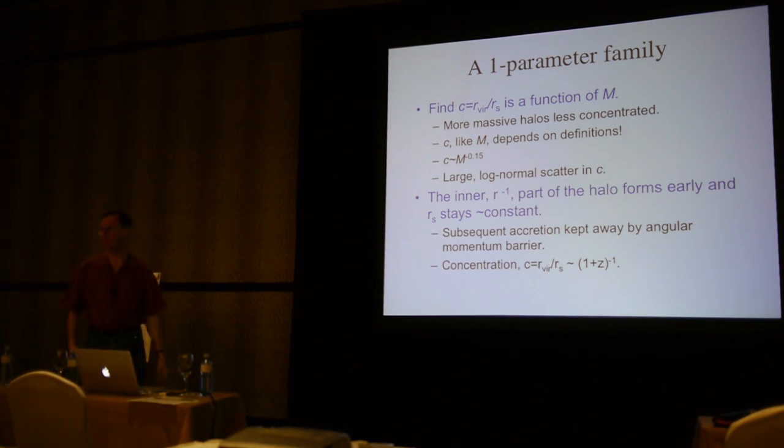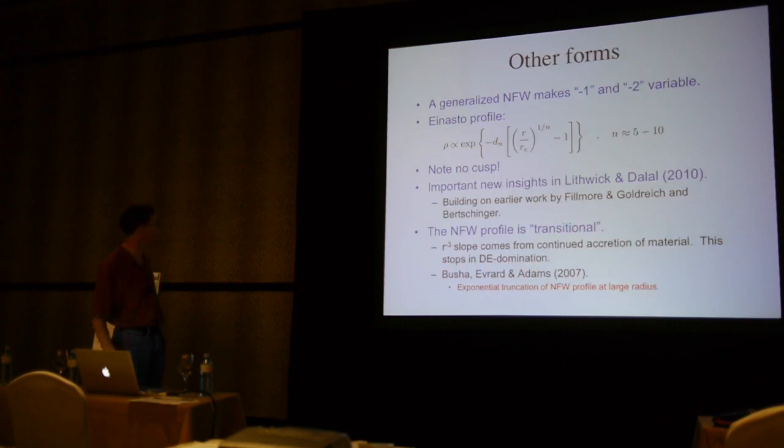Things coming in with some impact parameter just can't get very close to the center. And so that builds up this outer envelope, this sort of r to the minus 3 type envelope. And that tells you that the concentration should scale roughly as (1 plus z) to the minus 1. And that is, when averaged over a sufficient number of halos, roughly what we see.